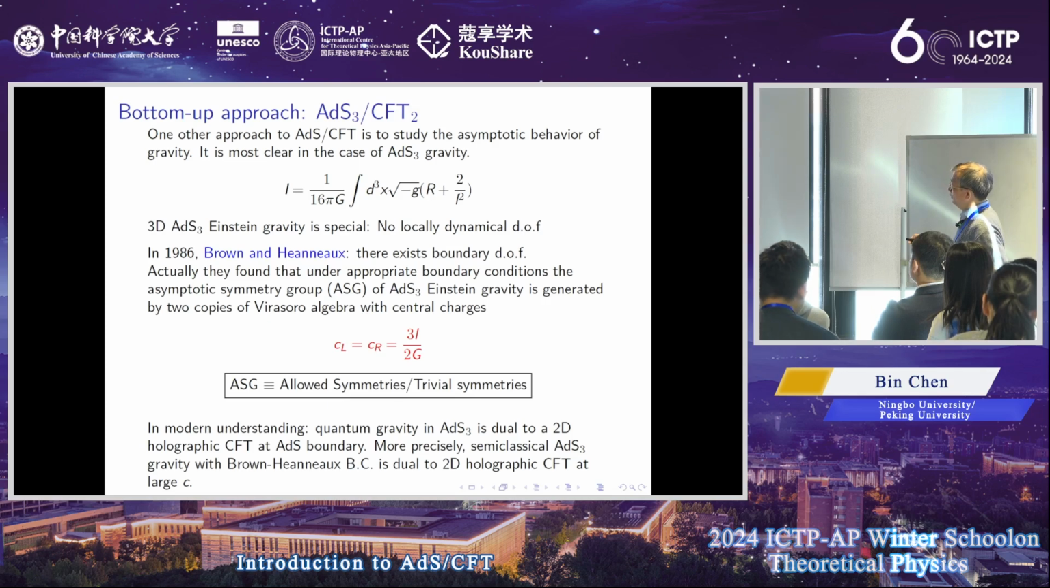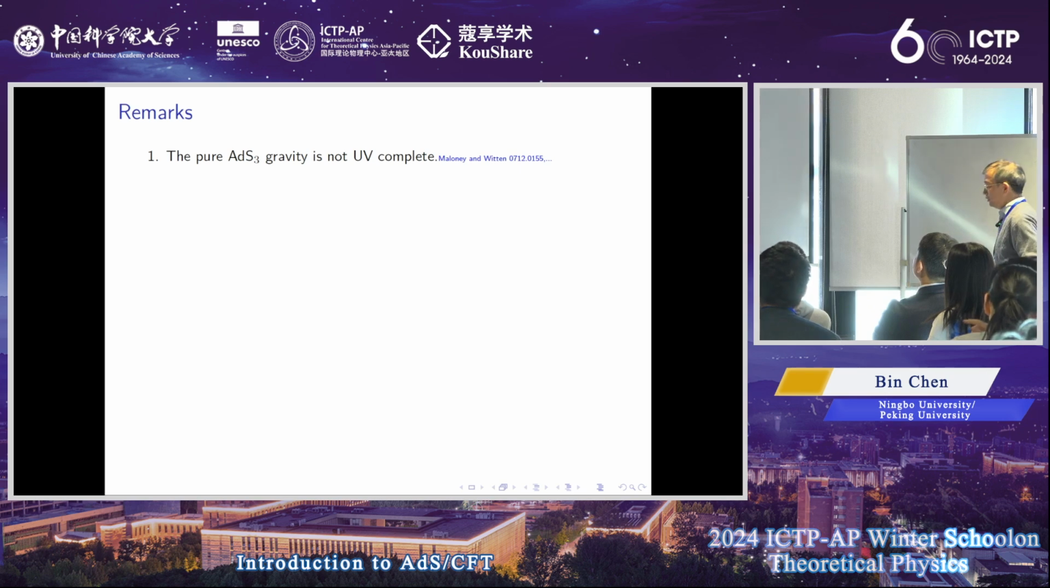Semi-classical means the gravitational coupling constant is small, which means c should be large. So that is a holographic CFT at large c only. Okay, I also have some remarks. The first and most important one is that pure AdS gravity itself is not UV complete. That means it cannot be a well-defined quantum gravity by itself. This was pointed out by Maloney and Witten in 2007. I will not explain why it's not UV complete. It's another long story.